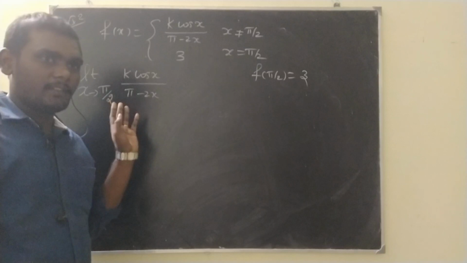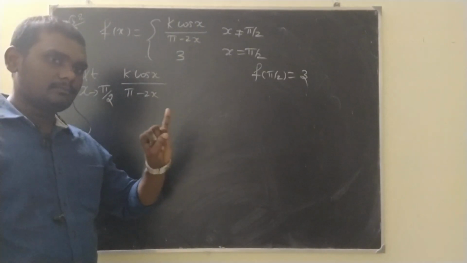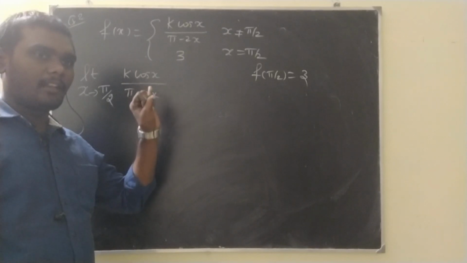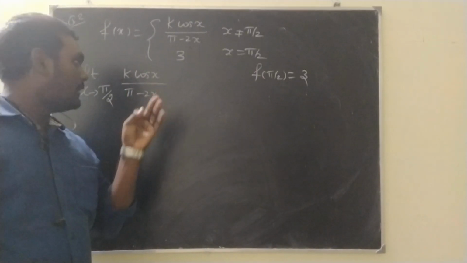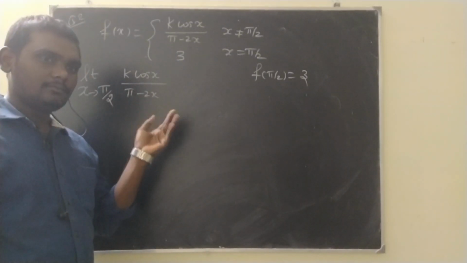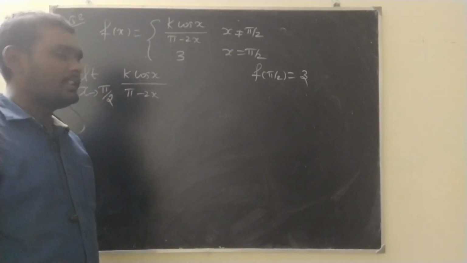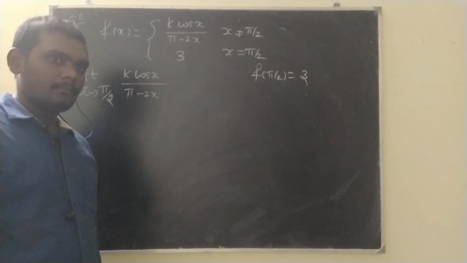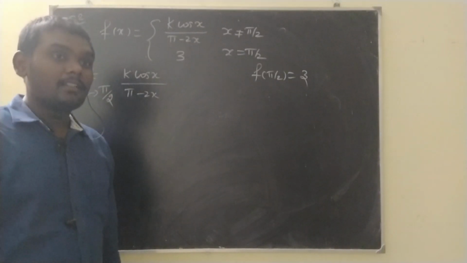There are a few methods I said. Factorization: this is not a polynomial to factorize. Rationalization: there is no irrational. Trigonometric formulas: only cos x is there. If you use a formula also, what formula may you think of? Again you will get an indeterminate form. Then the other one is substitution.